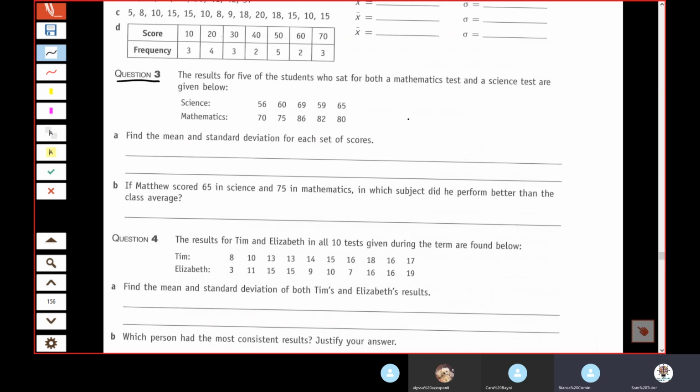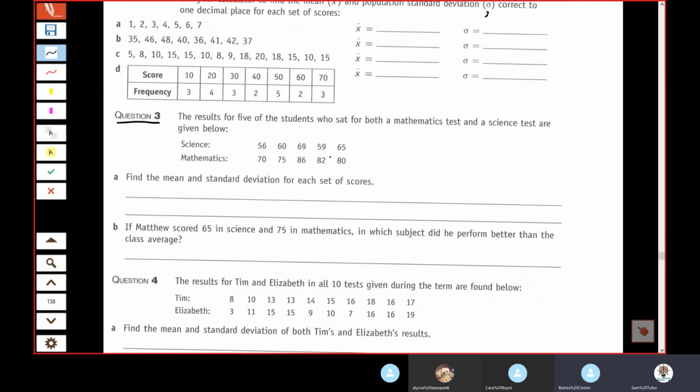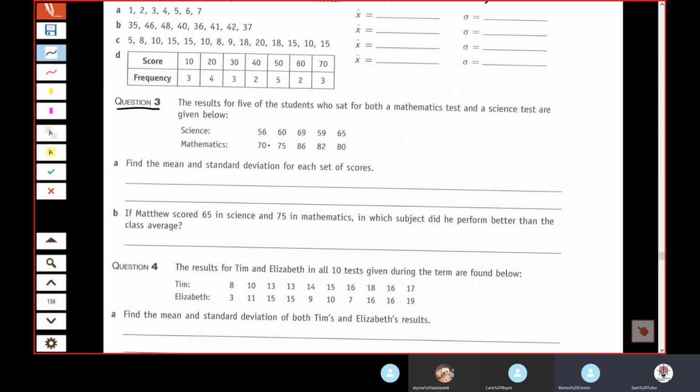All right, question 3 we will do. So please find the mean, and see when it says standard deviation, we don't mean this one. So we don't mean sample. We mean the population. So we mean this one here. So please find the mean and standard deviation for these sets of scores. Make sure you're in stat mode, and if you've already put data in from before, then make sure you override it with your new data. You've got to do it twice. So just do it once for science, get the 2 things for science, and then again, go ahead and do it for math.